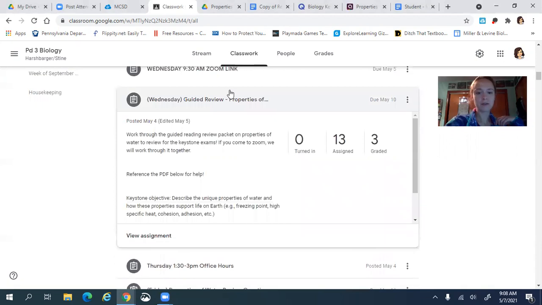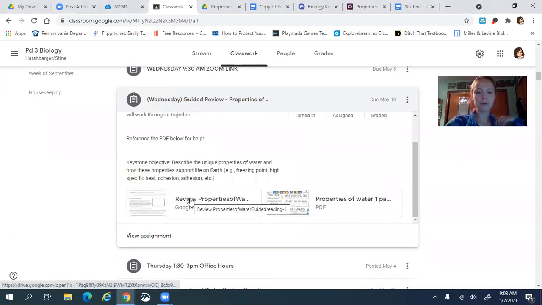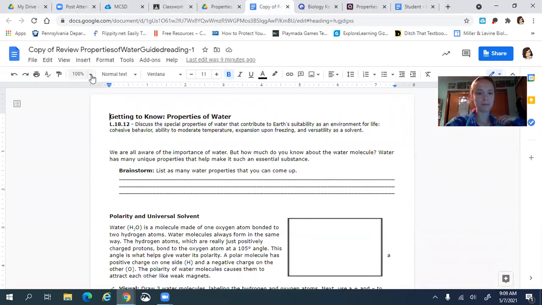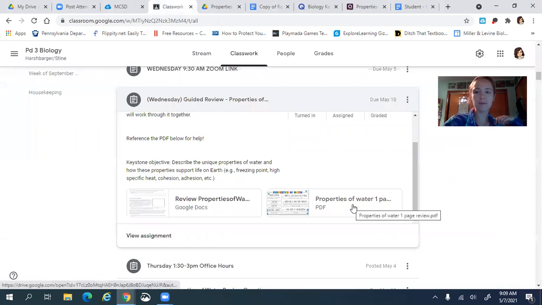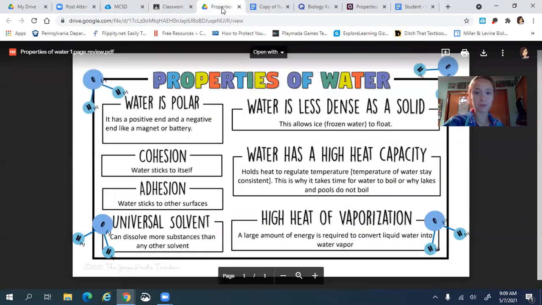During Wednesday, what we did during Zoom is we worked through the Google Doc assignment together. It's a little guided reading activity where you'll be reading and then answering questions as you go along. Here's a copy of it. I'll make it a little bit bigger. I want you to consider how many properties of water you remember. If you don't remember any, I attached a PDF to this first day that is a good reference as a study sheet, and you can also keep it and continue to reference it as we prepare for the Keystone.